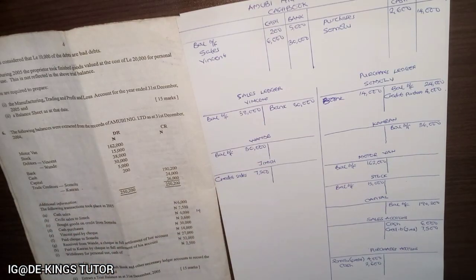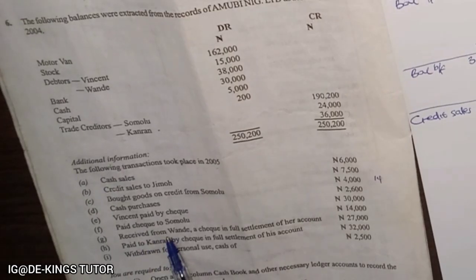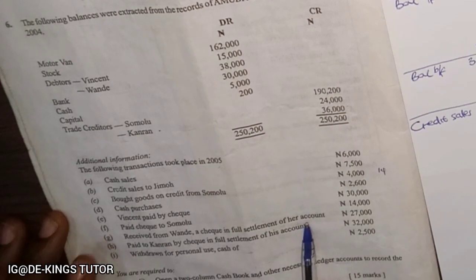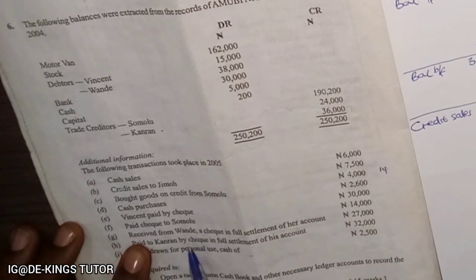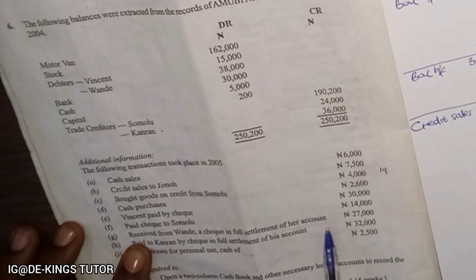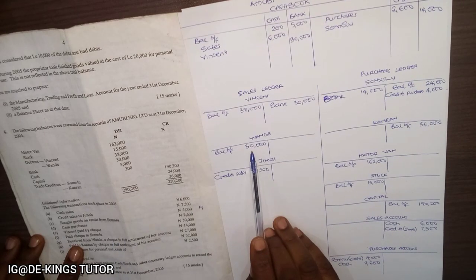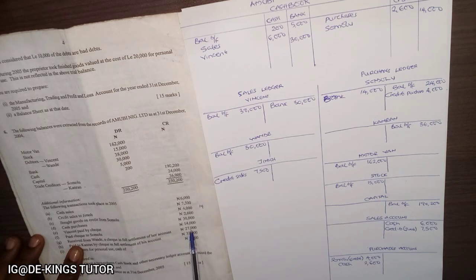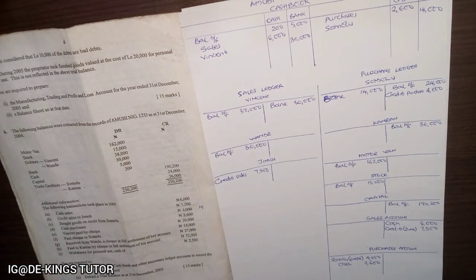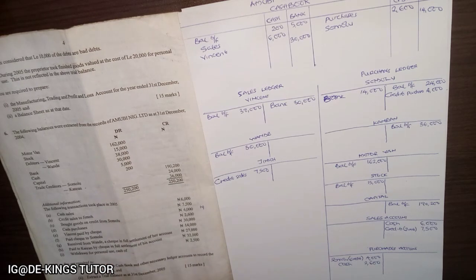Okay, so the next one, they say receive from Oneday a check in full settlement of our account, 27,000. You should be careful at this point. Remember, Oneday is owing us 30,000, but they said we are receiving 27,000 in full settlement of our account. What that means is that there's a discount that was given to Oneday. If they say they are receiving in full settlement, that means it's no longer owing. It means we allowed a discount. It was not stated there, but you should know as an accountant when such a statement is made to someone owing us.